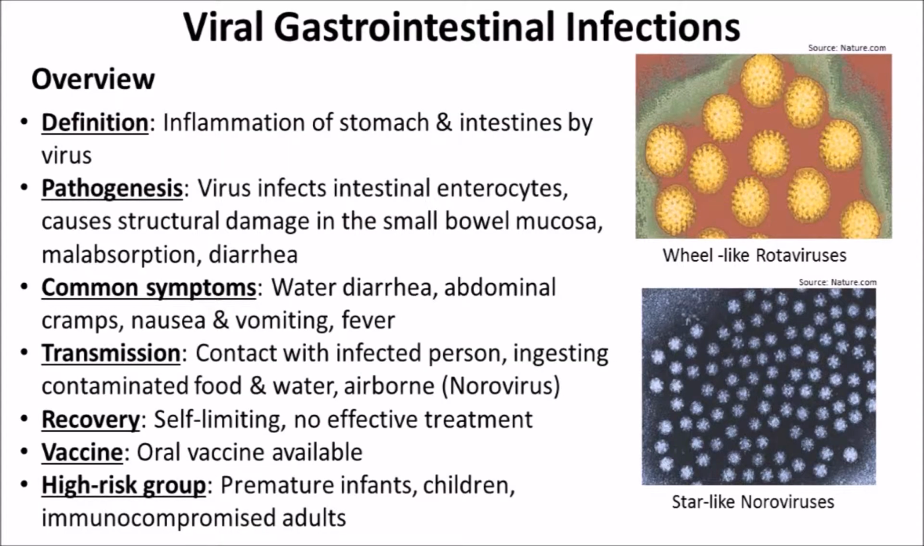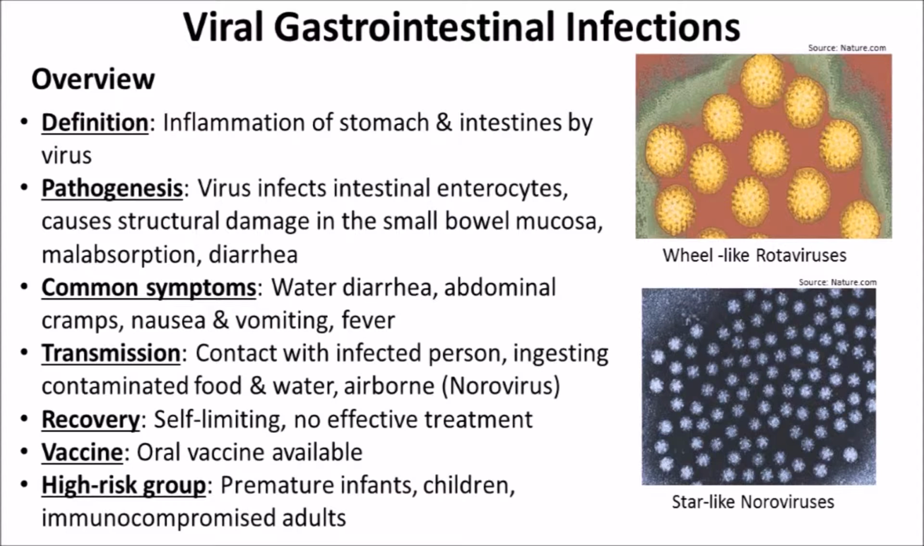Viral gastrointestinal infection is an inflammation of the stomach and intestines caused by viruses. The common symptom of viral gastroenteritis is usually watery diarrhea, caused by impaired fluid absorption in the small bowel due to cell damage from the virus infection. Other symptoms are abdominal cramps, nausea or vomiting, and sometimes fever. The most common way to develop viral gastroenteritis is through contact with an infected person or by ingesting contaminated food or water. A healthy adult is likely to recover without complications.